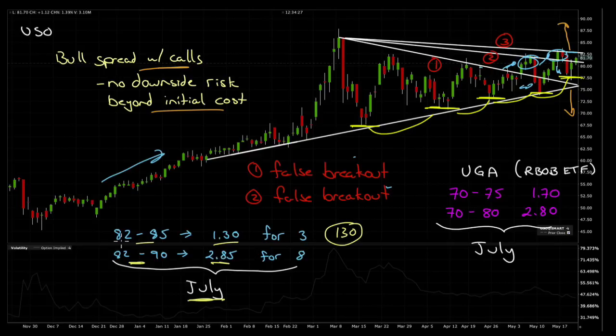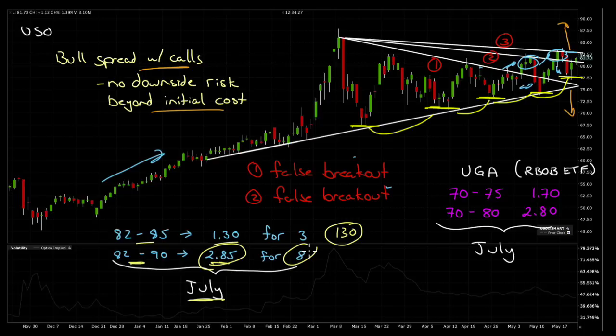There's no margin for this because it is a spread. Once you pay the 130, that's it. And if it does go through both levels, it pays 300. This you pay 285 for, pays 800 for July if it does break out and go higher.